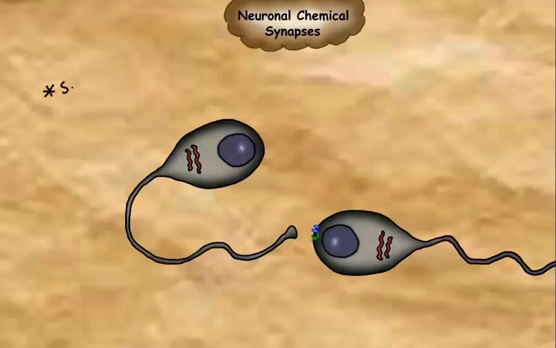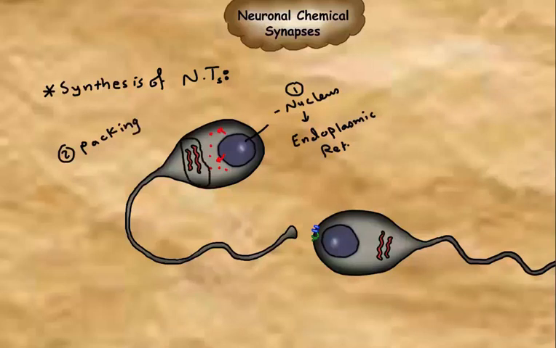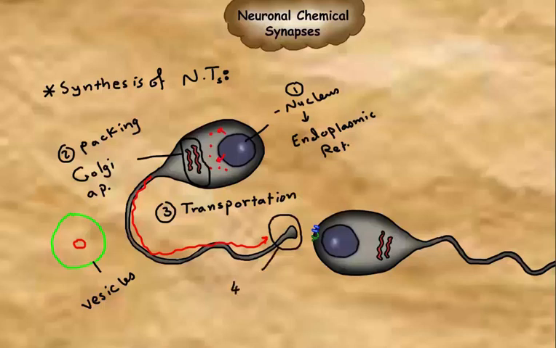Now let's look at the process of synthesis of neurotransmitters. The synthesis of neurotransmitters starts in the nucleus, and then some modifications are done through the endoplasmic reticulum. Then the synthesized neurotransmitter will be packed in vesicles when it's passing by the Golgi apparatus. These vesicles would be transported via microtubules through the whole length of the axon. Then it will be stored in the synaptic knob, ready to be released whenever a signal is coming by.